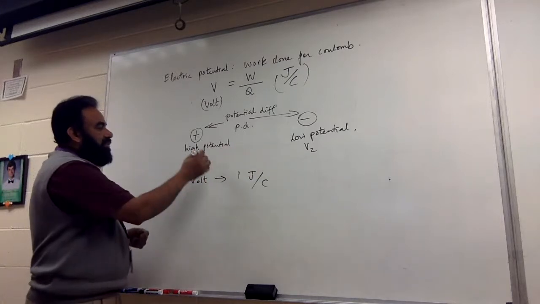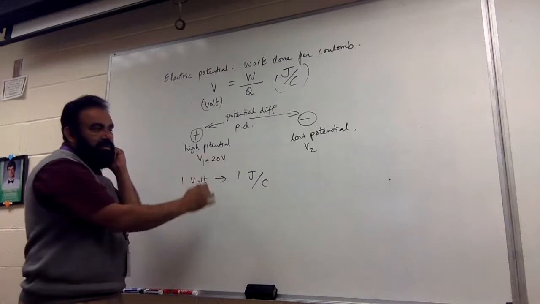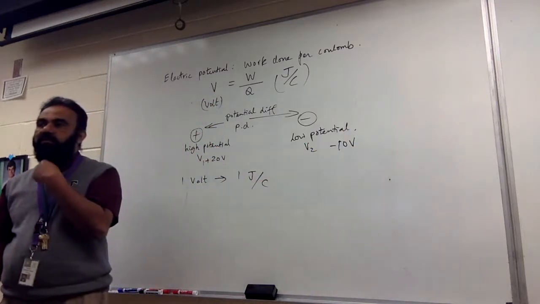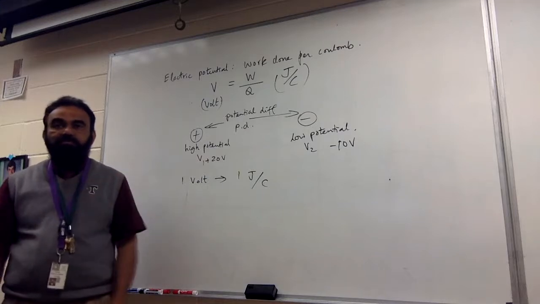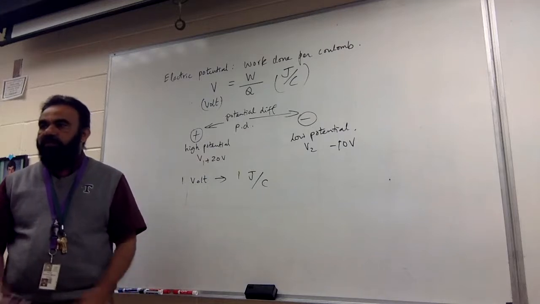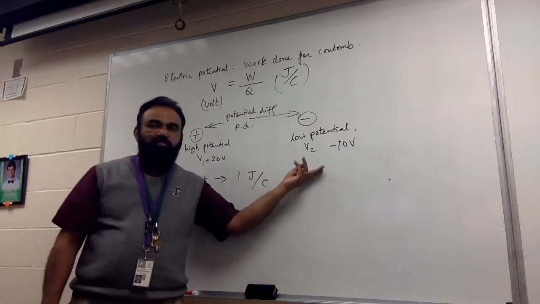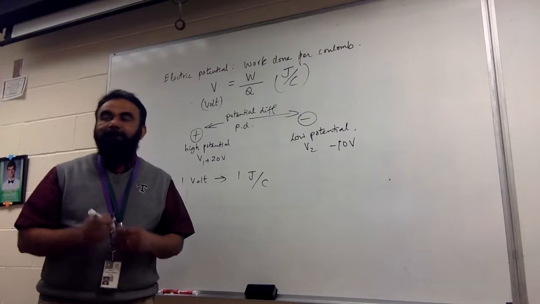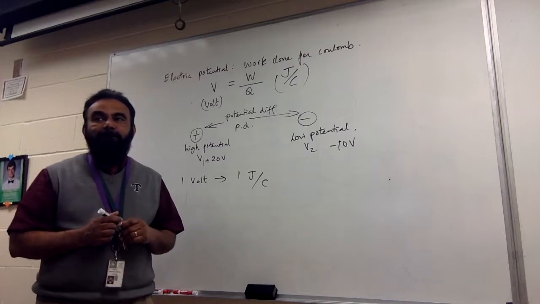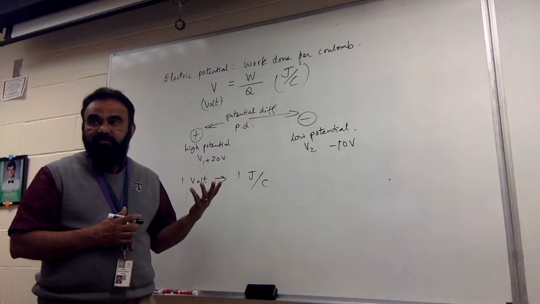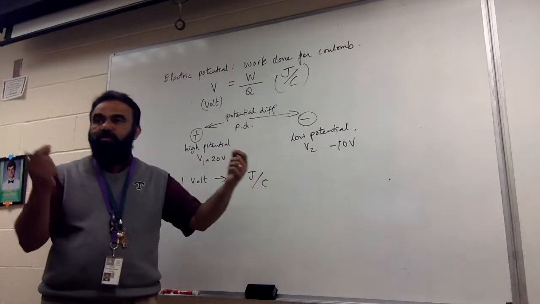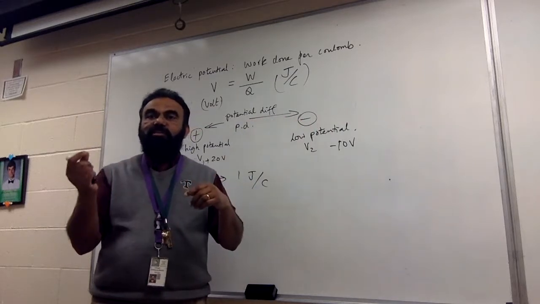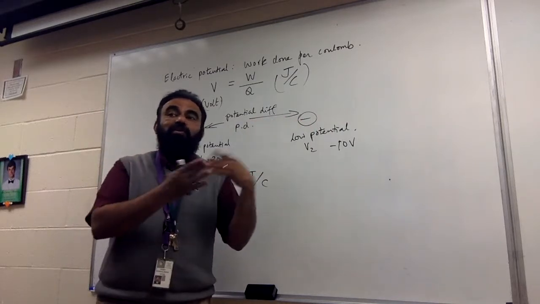So if this is 20 volts and that is negative 10 volts, what's the potential difference? 30 volts. Right? If this is plus 20, that's minus 20, potential difference is plus 30. Why does the positive charge have high potential? Because you need to do work to transport coulombs to there. Why does this one have negative potential? Because to transport a coulomb, you don't have to do work, it will do the work by itself.